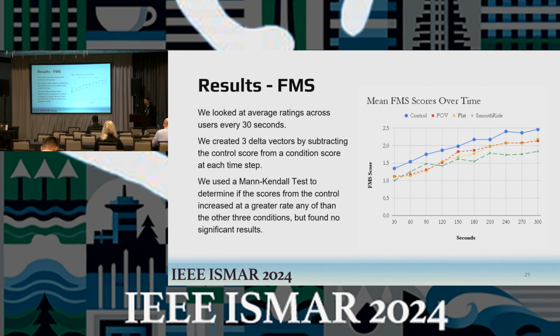We also looked at FMS over time. So here we have graphed the average scores at each timestamp every 30 seconds. We computed 3 delta vectors by subtracting the control scores at each time step from the scores for each condition. And then we applied a Mann-Kendall test to determine if there was any sort of significant difference in how fast cybersickness was accelerating or changing over time. We didn't have any significant results here, however.